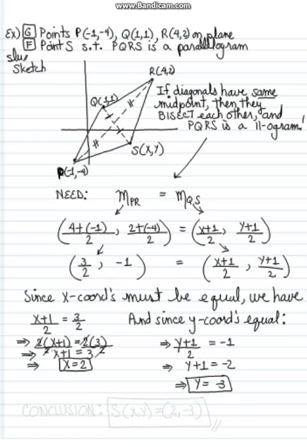The conclusion is that the location of S, which had the coordinates (x, y), has the coordinates that we just calculated. It's (2, -3). So we've answered the question. We found the point S such that PQRS forms a parallelogram.